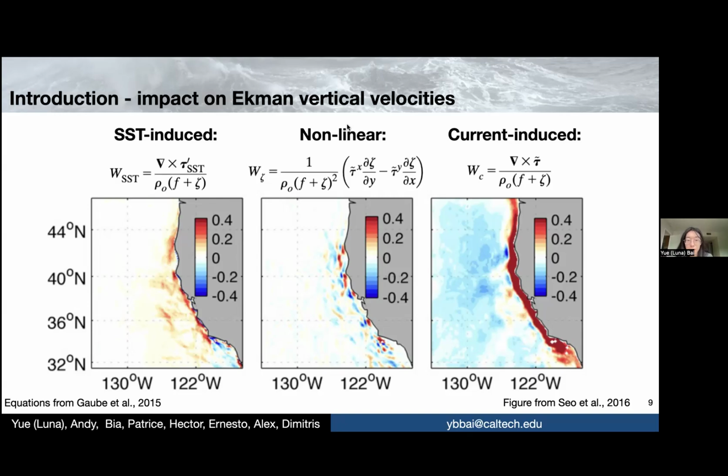And so these vertical velocities are also of great importance, and we have to take them into account. But by looking more specifically at this figure, they conclude that in this case, the current feedback is of similar magnitude to the SST-induced vertical velocities, but a little bit stronger. But for the nonlinear vertical velocities, in this case, it's a lot smaller compared with the SST-induced one or the current-induced one.